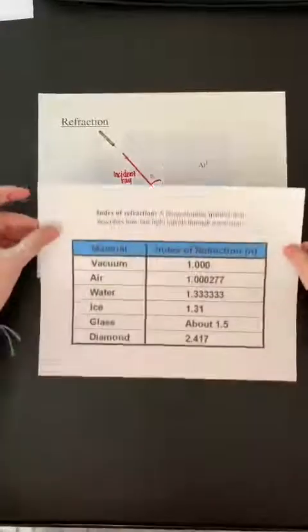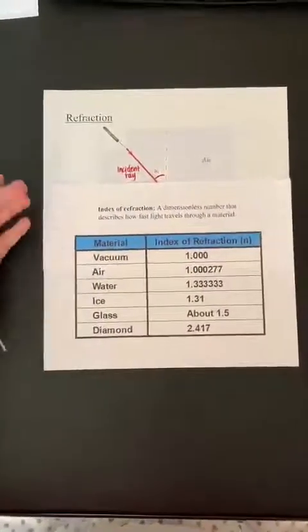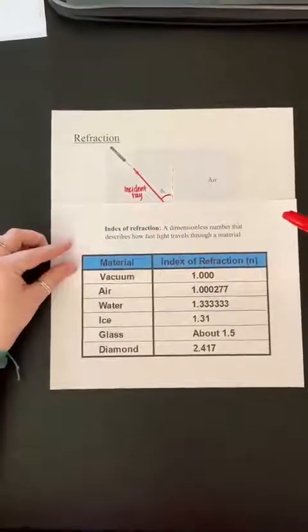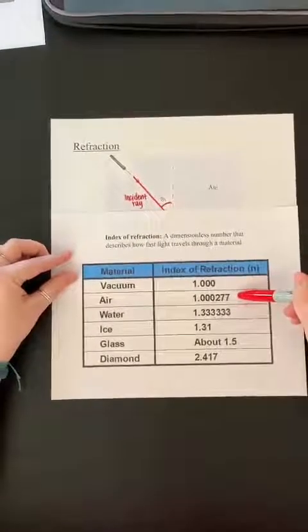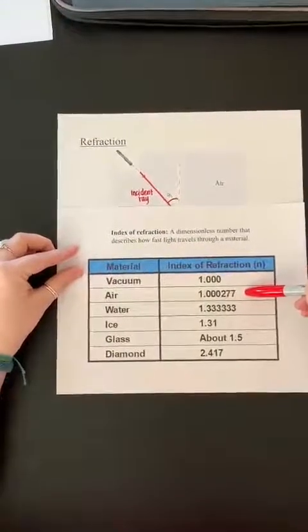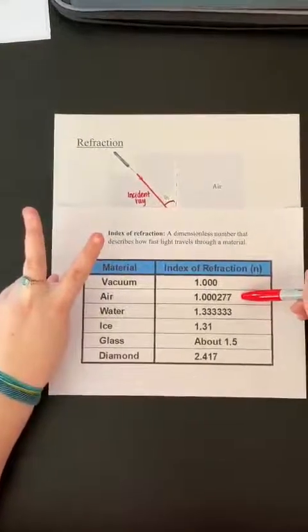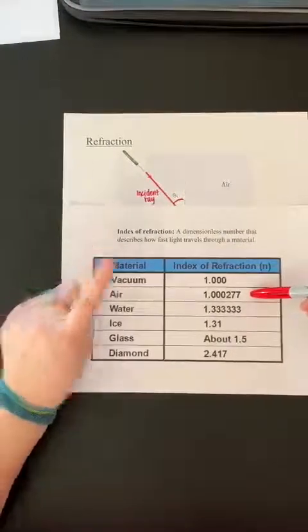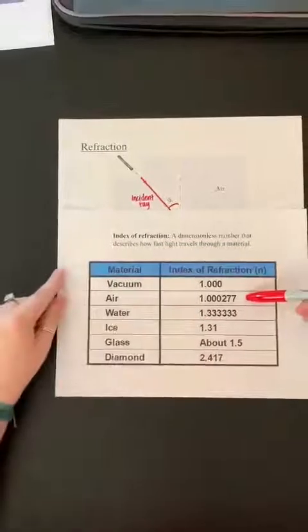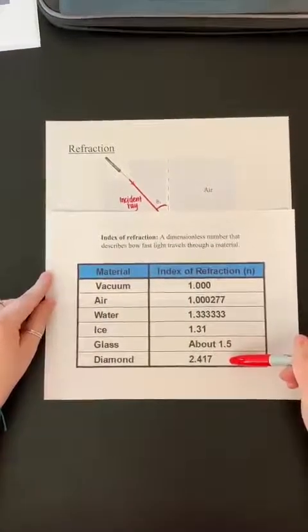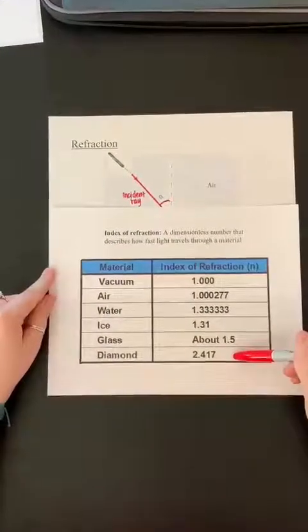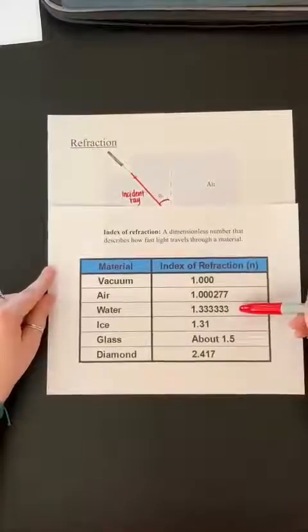Here is a table showing you the index of refraction for some common items. The index of refraction for air is very close to 1. Based on this table, we can infer that if we have two light rays traveling through air and one of them hits water and the other hits a diamond, the light ray that hits the diamond will bend more because the diamond's index of refraction is greater than that of water.